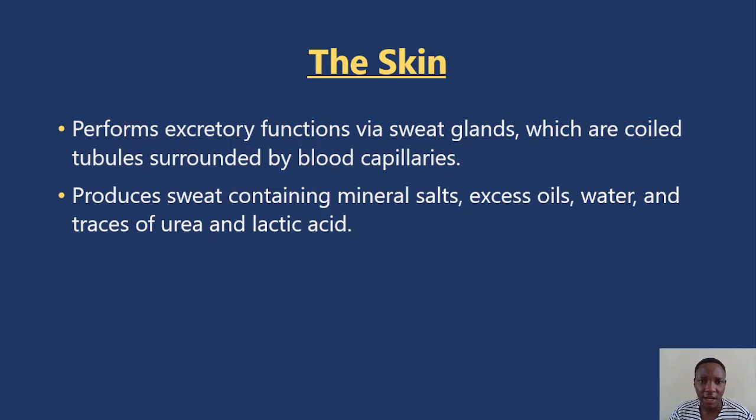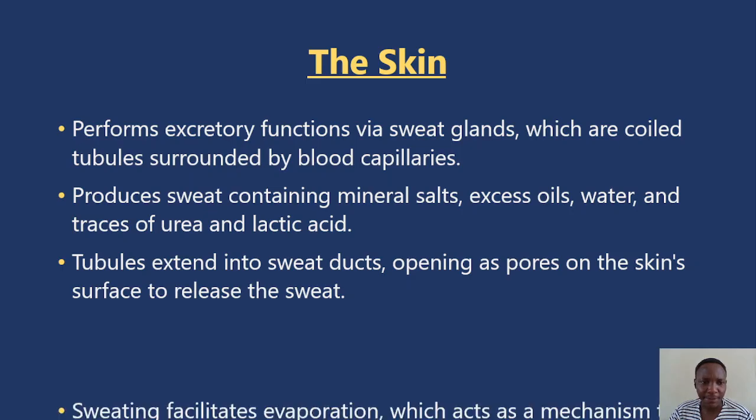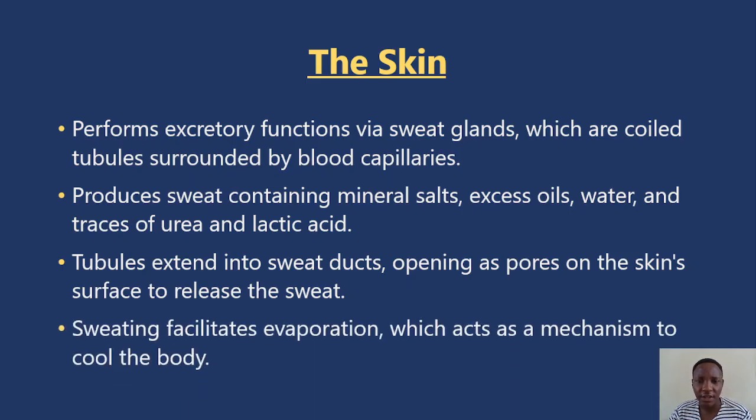So the skin produces sweat that contains these components: amino acids, excess oils, water, and traces of urea and lactic acid. The tubules also extend to openings as pores on the skin surface to release the sweat. Sweating facilitates evaporation, which acts as a simple mechanism to cool the body. So that's a simple overview of the skin as one of the excretory organs in the body.